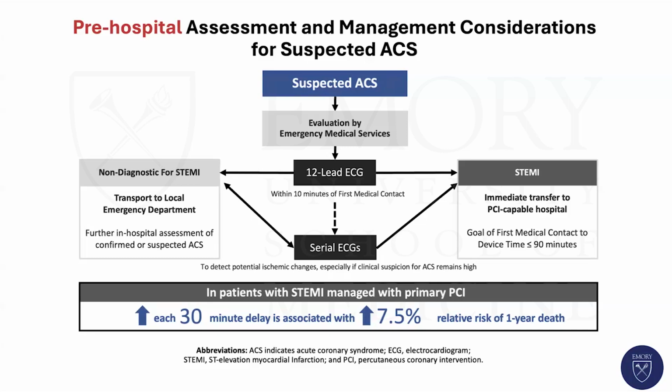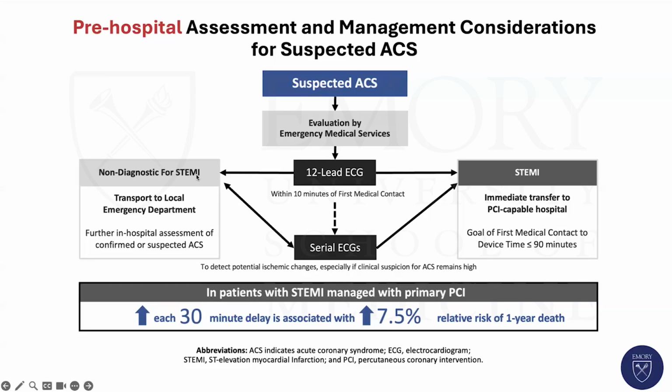But if you suspect ACS in the field, then our EMS colleagues will obtain a 12-lead ECG, and their target to do so is within 10 minutes of first medical contact. If they find a STEMI, their directive is to take the patient immediately to a PCI-capable hospital if one is in range, with the goal of trying to open up the artery within 90 minutes of first medical contact, which is when the paramedics or the EMTs arrive at the patient's side.